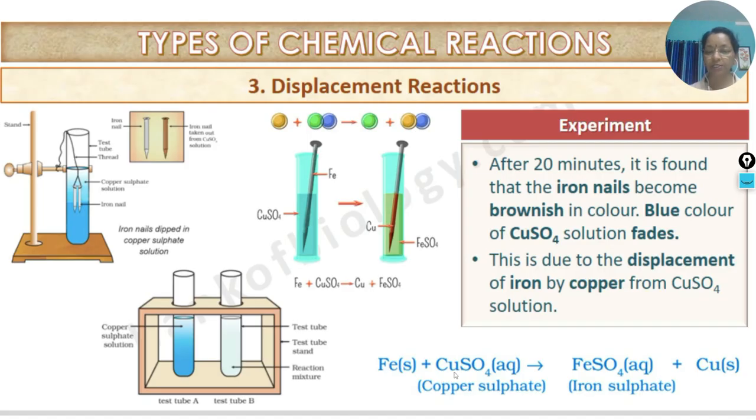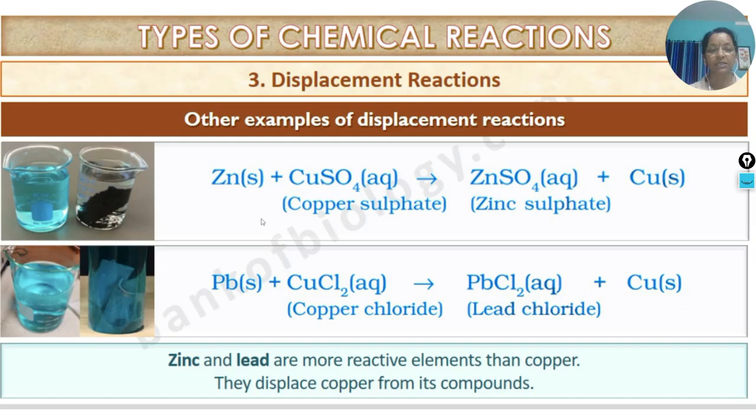So what does the definition say? The definition is, a more reactive metal displaces a less reactive metal. Here iron is more reactive than copper, so it can displace copper from the salt solution. Now another example is zinc and copper solution. Here also we can see that a displacement reaction is taking place. That means zinc is more reactive than copper. Lead plus Cu, again a displacement reaction, with copper chloride solution. It is changing into lead chloride because lead is more reactive than copper.